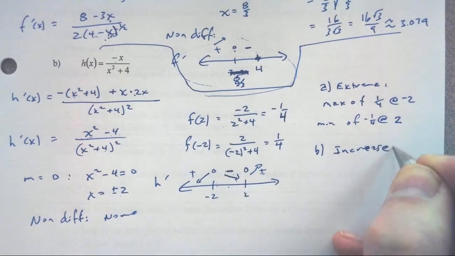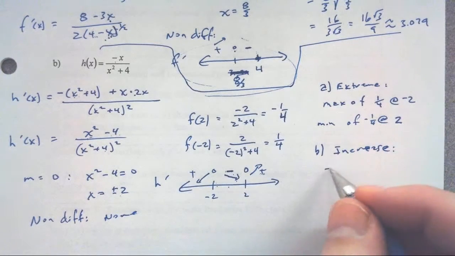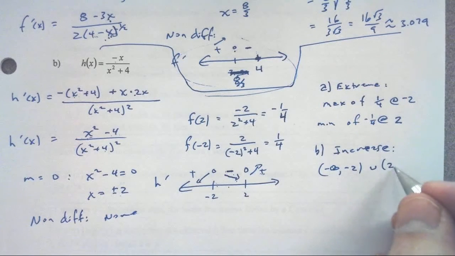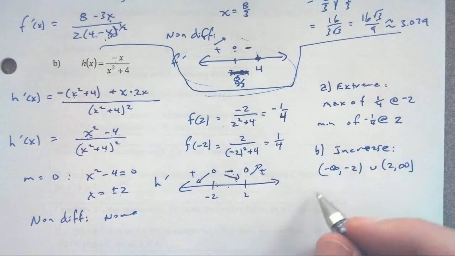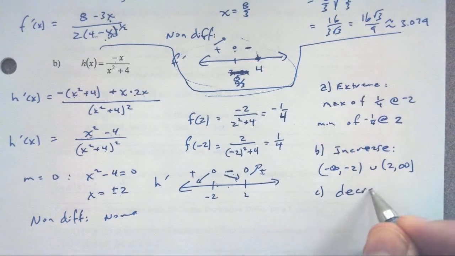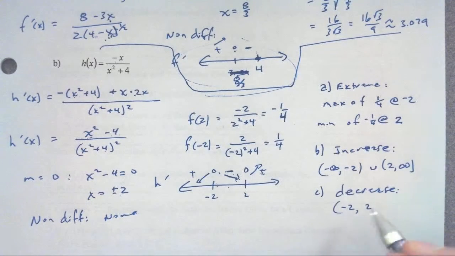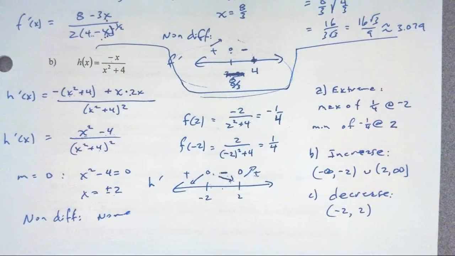Our graph is increasing any place the slope is positive, and the slope is positive from negative infinity to negative 2 in union with 2 to infinity, and C, it is decreasing when the slope is negative from negative 2 to 2. Without even looking at what the graph's doing, we can get through that, which is probably a nice way of telling a machine to figure it out for us, because the machine will have better ability just to crunch the numbers than it will to analyze a graph like a human might.